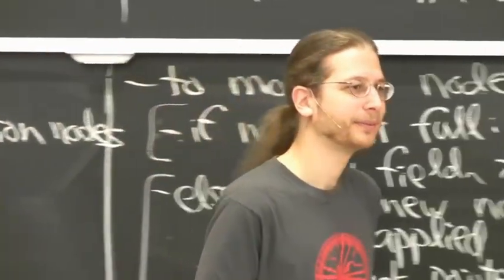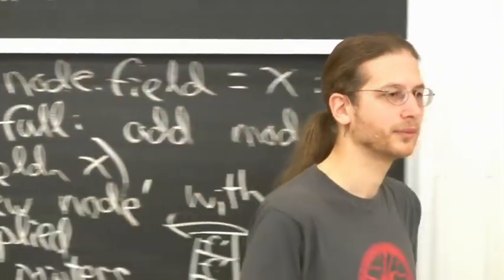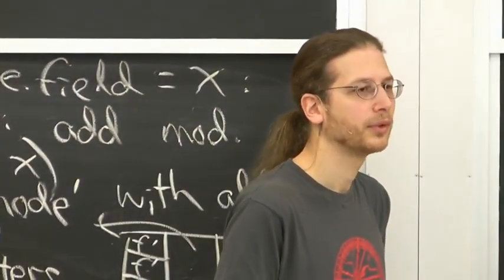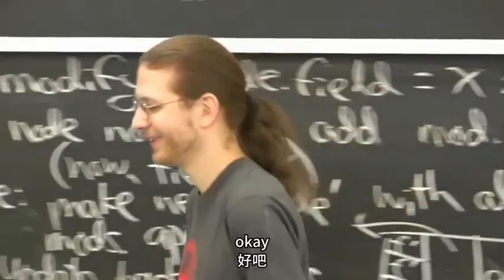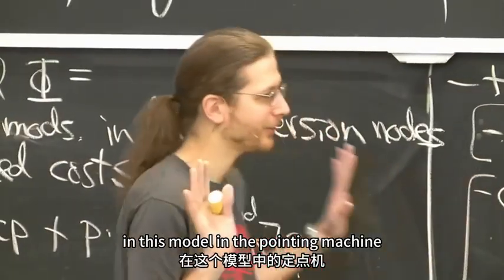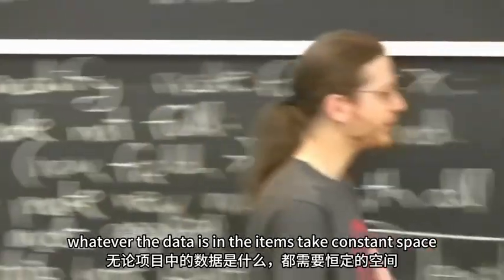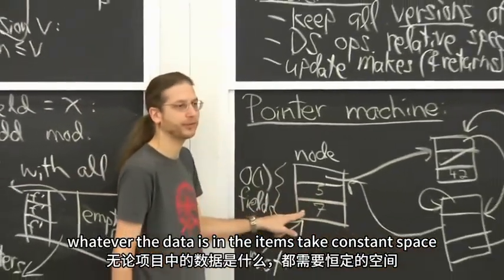Another question. Assuming here that all the numbers take constant space to store for all the versions, what if we have really big numbers and a lot of versions? In the pointer machine model, we're assuming that whatever the data is in the items take constant space each.